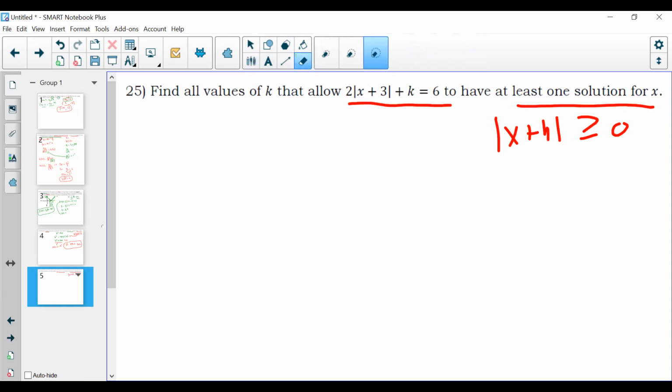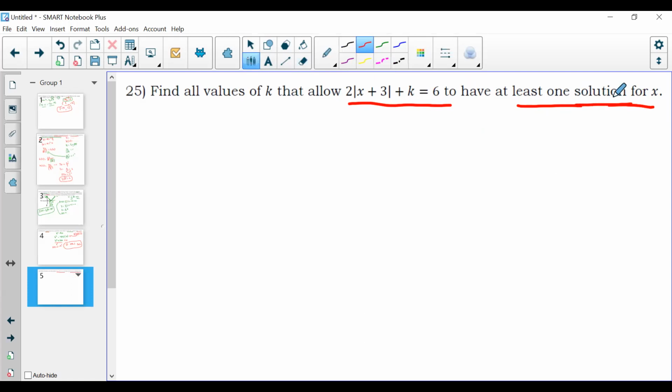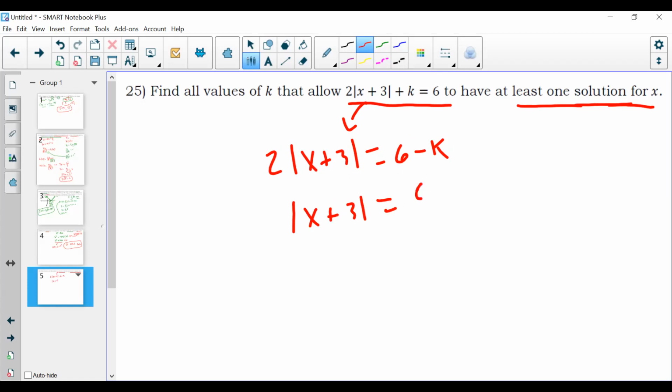Or, no, sorry, let me back up real quick. It has at least one solution. What it's telling me is that what the absolute value equals has to be greater than or equal to 0. So if I solve out this absolute value, I can subtract k over to get 2 times the absolute value of x plus 3 equals 6 minus k. Divide by 2 to get the absolute value of x plus 3 is equal to 6 minus k, all divided by 2, right? Because anytime you're solving absolute values, you always have the absolute value isolated.